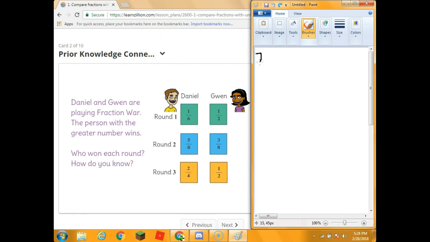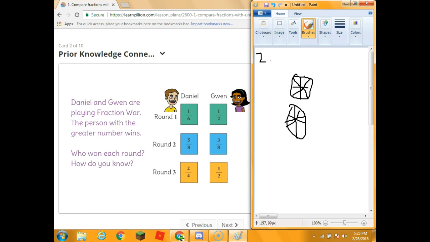So now let's go on to round 2. So on round 2, they have 5/8 and 3/8. Now it's really easy to tell which one is which, because when you're comparing like denominators, which means that the denominators are the same, then you just have to look at the numerator, which numerator is bigger. So like this. I'm not going to add the pepperoni on the pizza this time because it just wastes time.